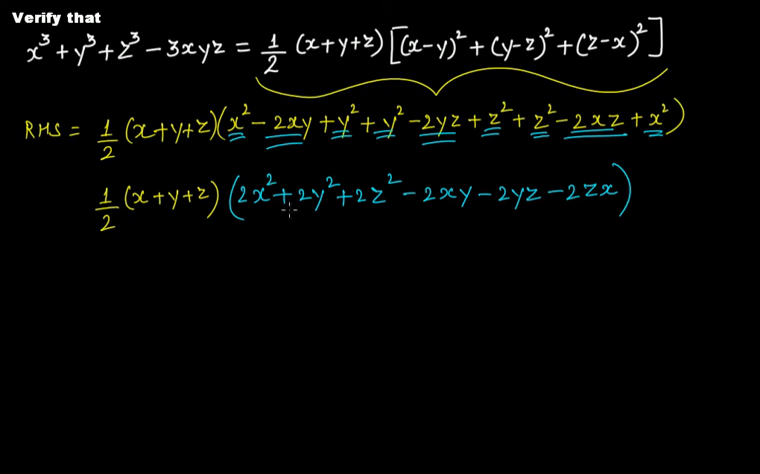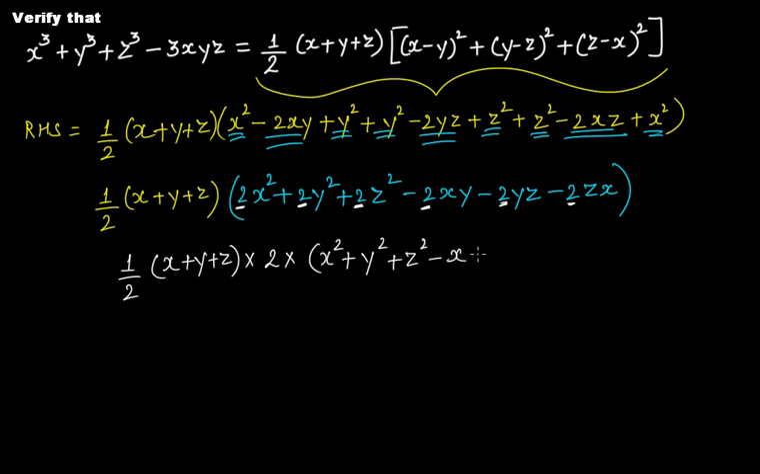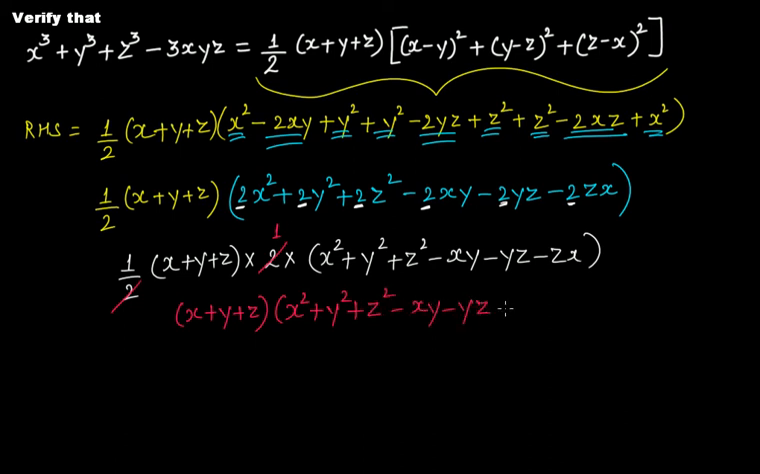Okay. Now next, in this particular expression, you have 2 here, 2 here, 2 here, 2 here. That is, in all these terms, 2 is common. So if you take 2 out, this becomes half multiplied by (x plus y plus z) multiplied by 2 multiplied by (x squared plus y squared plus z squared minus xy minus yz minus zx). Okay, now you have 1 by 2 multiplied by 2, so 2 by 2 means 1. So this gets cancelled. Now you have (x plus y plus z) multiplied by (x squared plus y squared plus z squared minus xy minus yz minus zx).